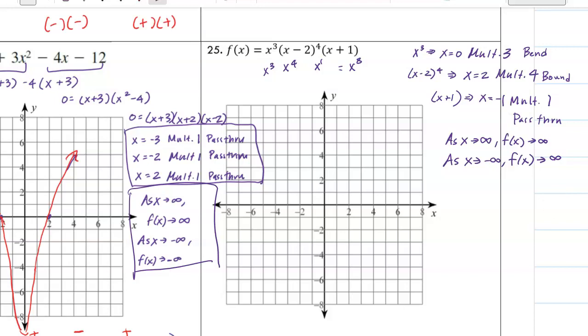Okay, let's go ahead and put the points there. At 0, it's going to bend. And at 2, it's going to bounce. And then at negative 1, it's going to pass through. But once again, if you want to be sure, and we know that the end behavior is going to end up looking like that, I'm going to put a negative 1, a 0, and a 2, so I can test.